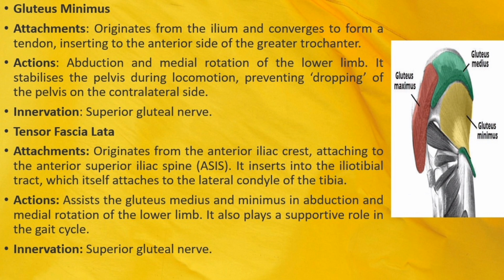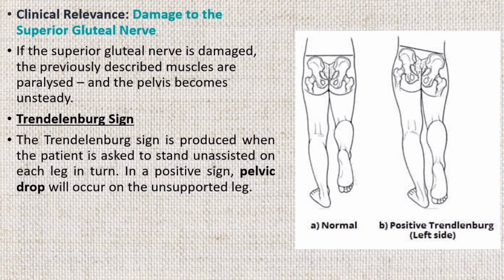Tensor fasciae latae. Tensor fasciae latae is a small superficial muscle which lies towards the anterior edge of the iliac crest. It functions to tighten the fascia lata, and so abducts and medially rotates the lower limb. Attachments. Originates from the anterior iliac crest, attaching to the anterior superior iliac spine. It inserts into the iliotibial tract, which itself attaches to the lateral condyle of the tibia. Actions. Assists the gluteus medius and minimus in abduction and medial rotation of the lower limb. It also plays a supportive role in the gait cycle. Innervation. Superior gluteal nerve.